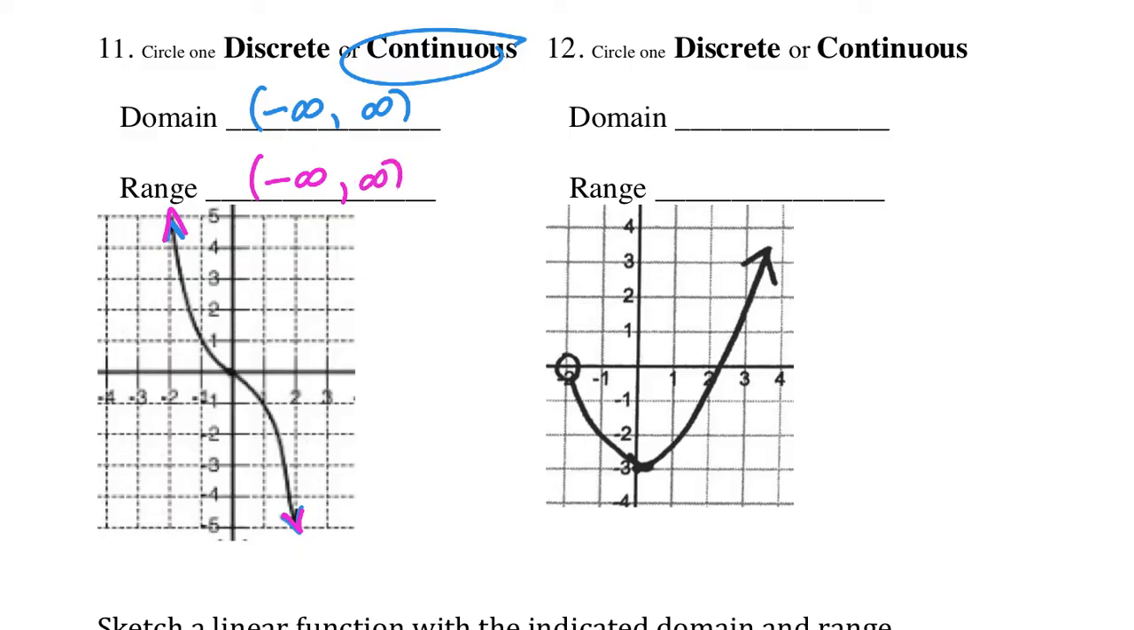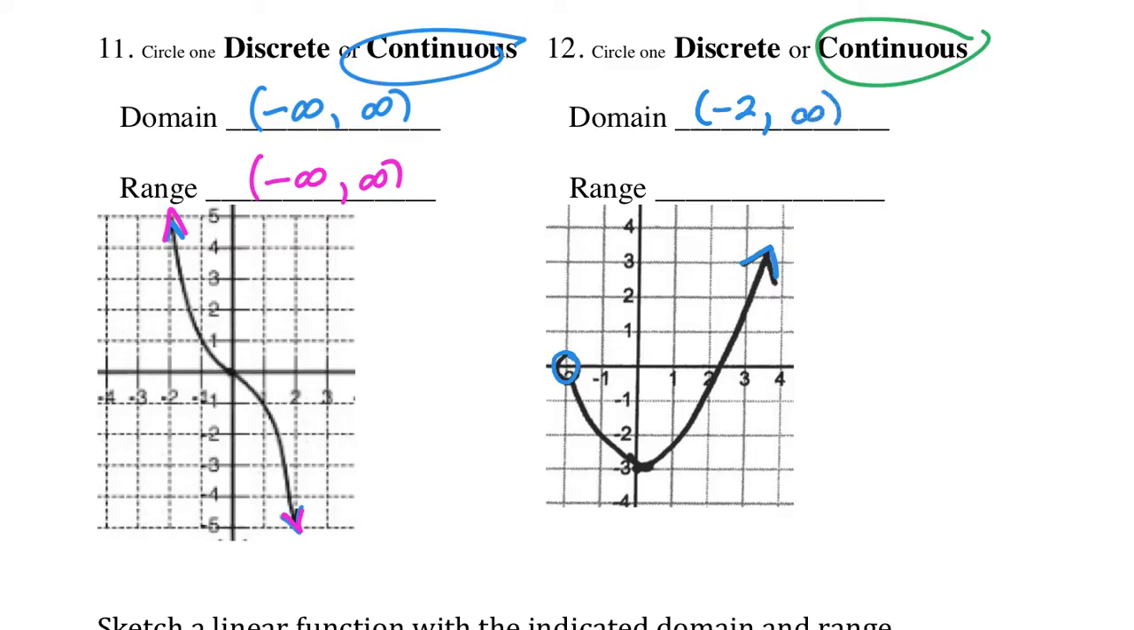Okay, 12 is also continuous because it's connected. This makes a kind of a parabolic shape. Okay, domain left to right. Left, here. The x is -2, open circle. On the right, arrow, infinity.